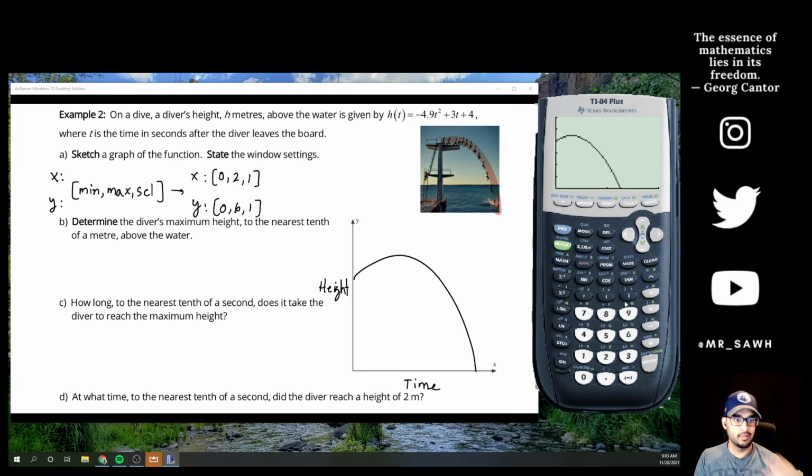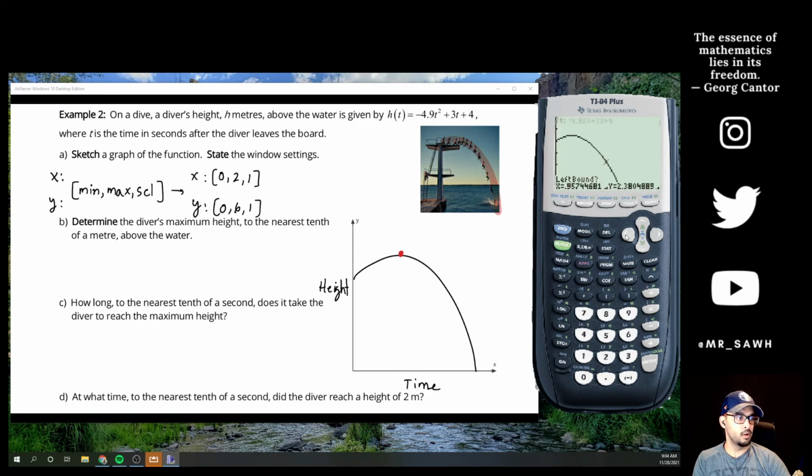So back to the graph. Determine the diver's maximum height to the nearest tenth of a meter above the water. So if we're looking for the maximum, we're looking for the highest point that they reach. So I'll designate each part as a color. So second trace to bring up that calculate menu, option number 4 says maximum. So that's what we're going to go find.